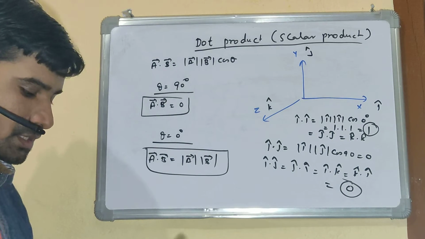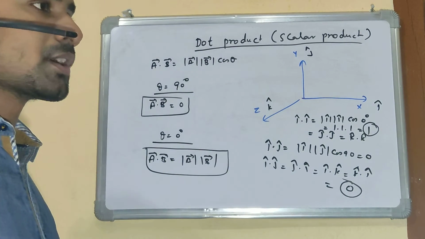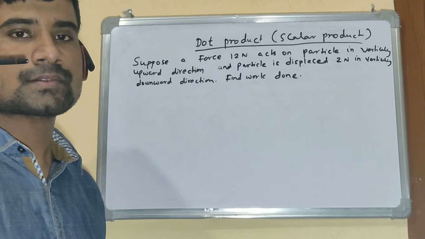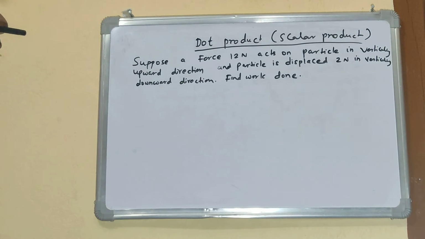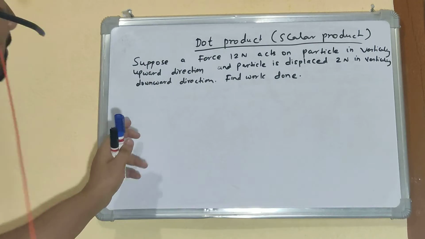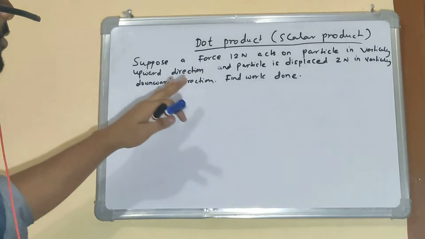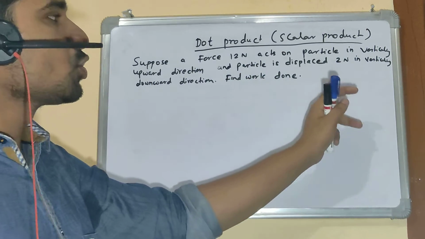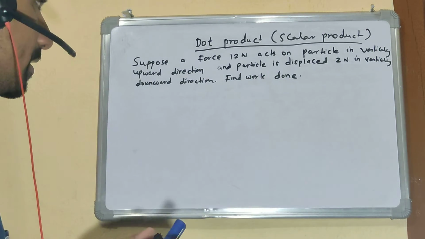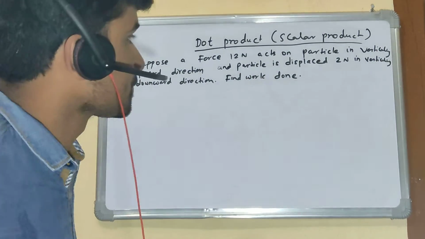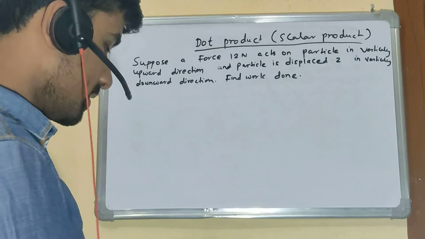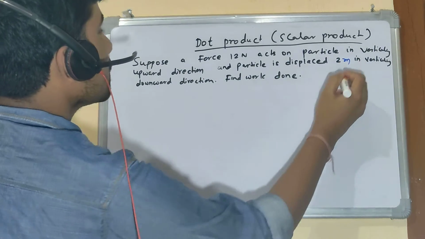Okay. So let's solve one problem on dot product, right? Suppose a force of 12 Newton acts on a particle in the vertically upward direction and the particle is displaced 2 meters in the vertically downward direction. Find the work done, right?